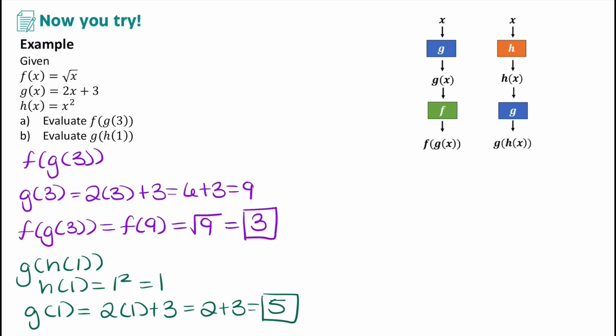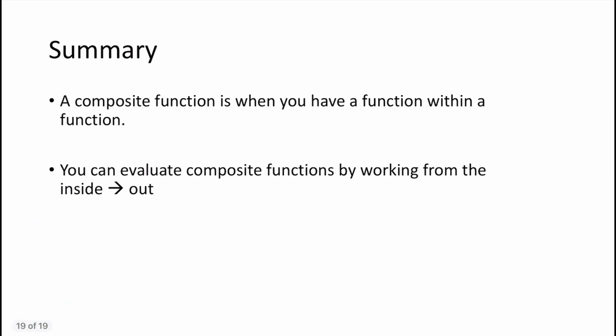In part B, it asked me to evaluate g of h of 1. So I'm going to start off with h of 1. h of x is x squared, so h of 1 is going to be 1. I'm going to take that 1 and plug it into g, so I have g of 1. And g is 2x plus 3, so 2 times 1 plus 3 gives me 5, which is my answer for part B. So remember that a composite function is when you have a function that's within another function.